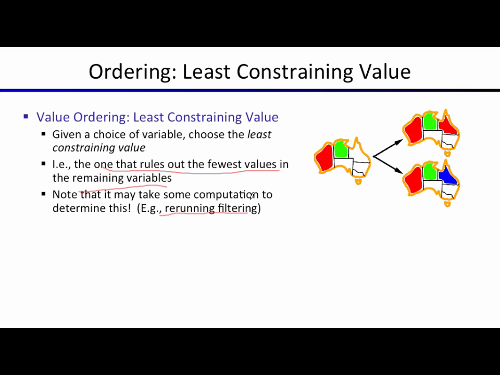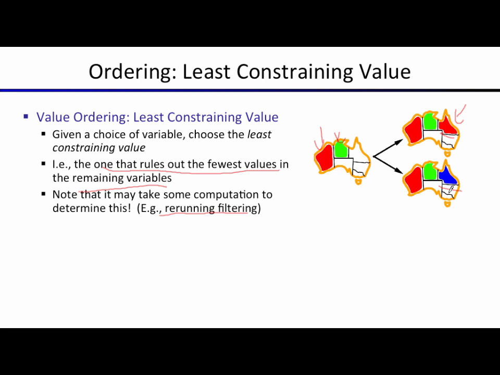But here's an example. Let's say that I'm in this situation. I assign red here. I assign green here. And now, for some reason, maybe my variable ordering, because I'm not doing the most constrained variable first, says do this one. So now I have a choice. Should I assign blue, or should I assign red, or should I assign blue here? Who thinks red? Okay, who thinks blue? Who abstains? All right.